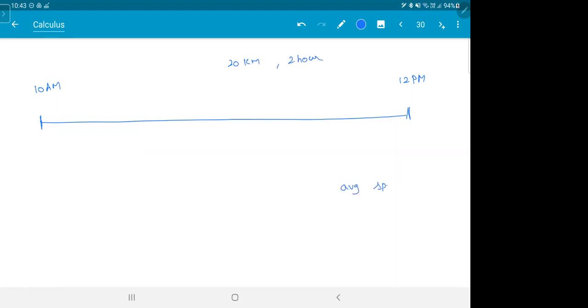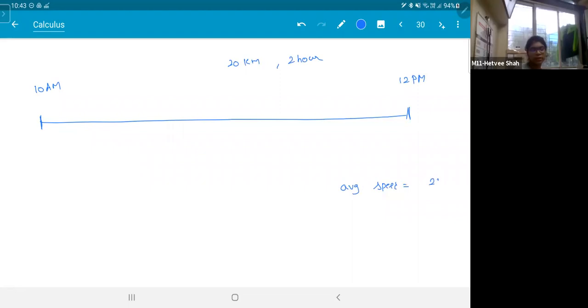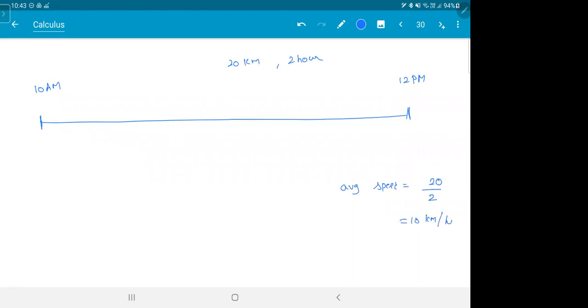Now you tell me, if it takes 2 hours, what is the average speed? Remember the definition of average speed? Total distance upon total time. So 10 kilometers per hour. So this is the average speed. Meaning if the person had gone at 10 kilometers per hour, you would have reached in 2 hours. But now somewhere you're a little suspicious. How can it take 2 hours, even if there's a lot of traffic?